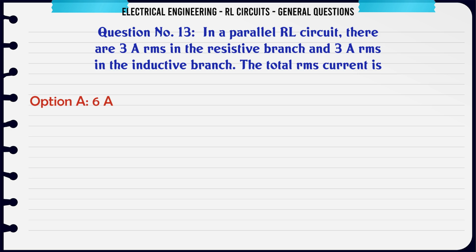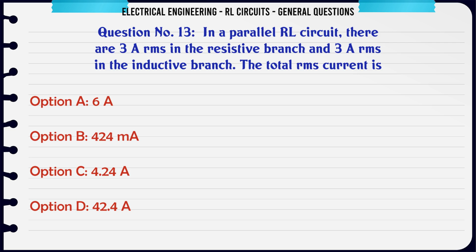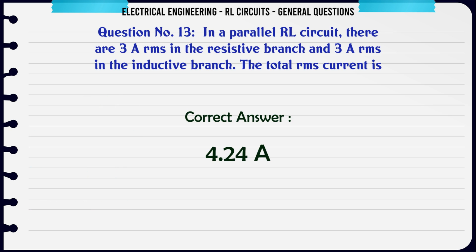In a parallel RL circuit there are 3 A RMS in the resistive branch and 3 A RMS in the inductive branch. The total RMS current is A. 6A, B. 424 mA, C. 4.24A, D. 42.4A. The correct answer is 4.24A.